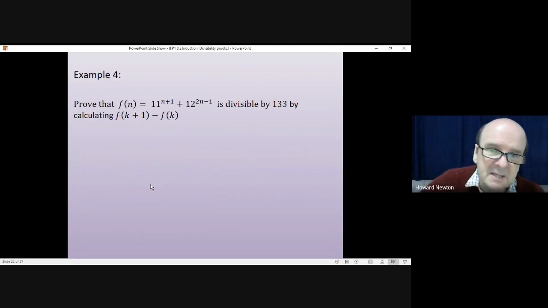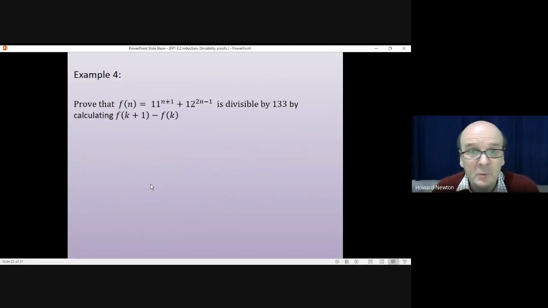Okay, I think this is the last example, a little bit more confusing. Have a go at doing it. You'll notice this time, rather than adding the 2 terms together, getting their sum, we're looking at the difference of the 2 terms, f of k plus 1 minus f of k. Have a go, and then come back to me.